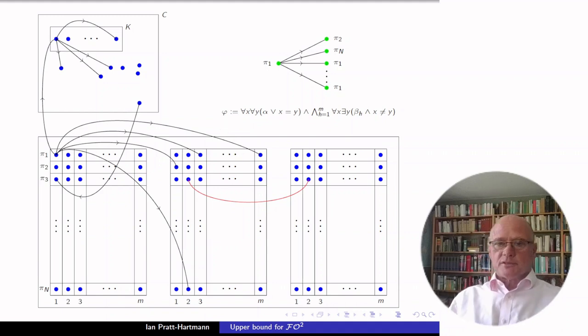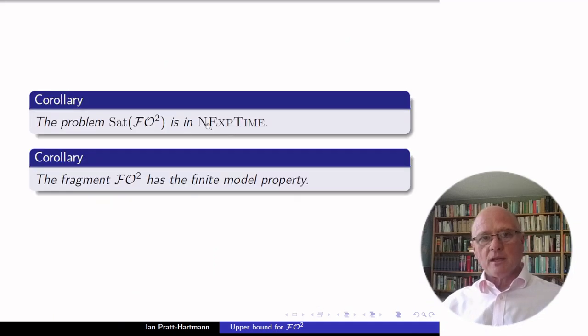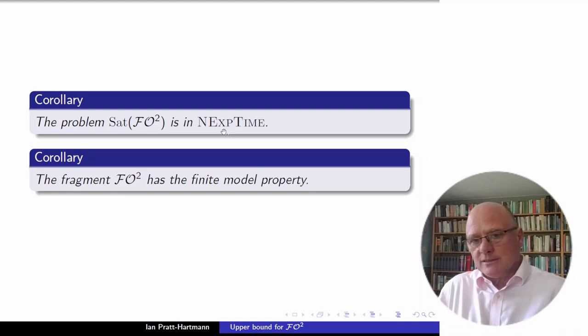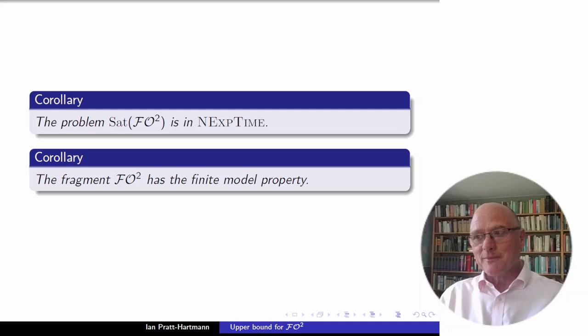Of course, it easily follows from this that the satisfiability problem for the 2-variable fragment is in non-deterministic exponential time, and we can show this by simply guessing and checking a model of phi subject to the given exponential size bound, and that's clearly doable in non-deterministic exponential time. I won't go into the details. You have to be a little bit careful, but it's routine.